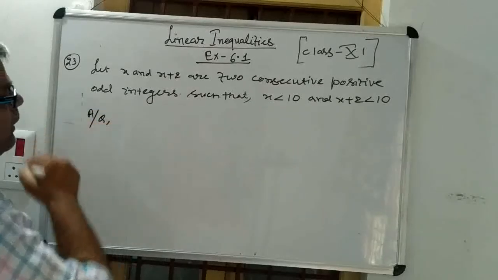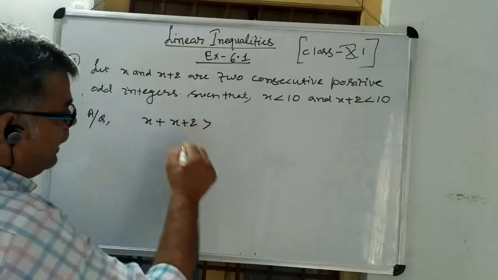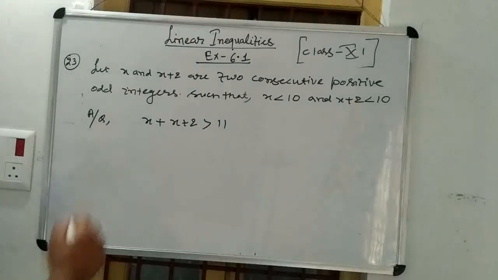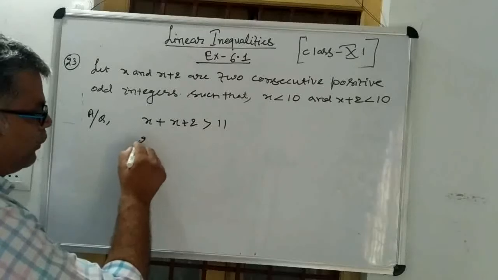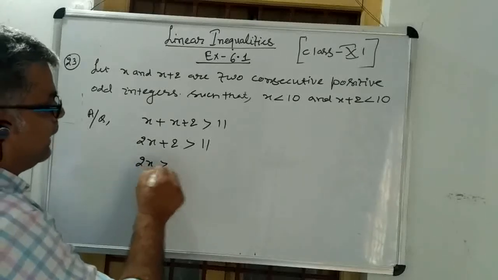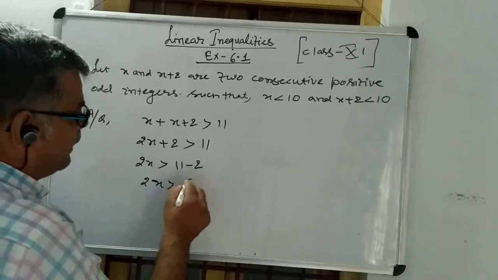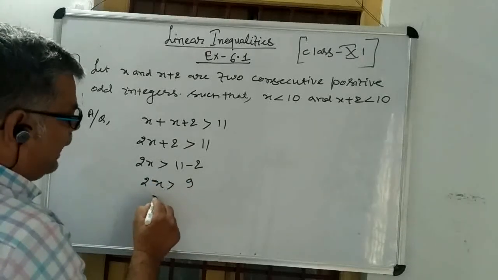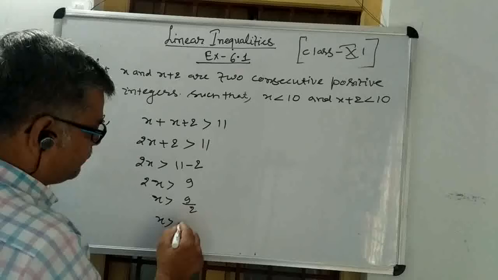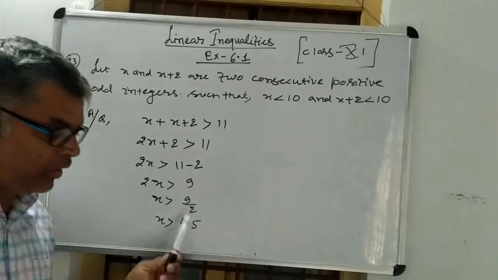According to the question, their sum is more than 11. It means x plus x plus 2 is more than 11. This is your inequality. Now simplify it. When you simplify it, you get 2x plus 2 greater than 11. Now 2x is greater than 11 minus 2. So 2x is greater than 9. So 2x is greater than 9, so x is greater than 9 by 2, which is 4.5.